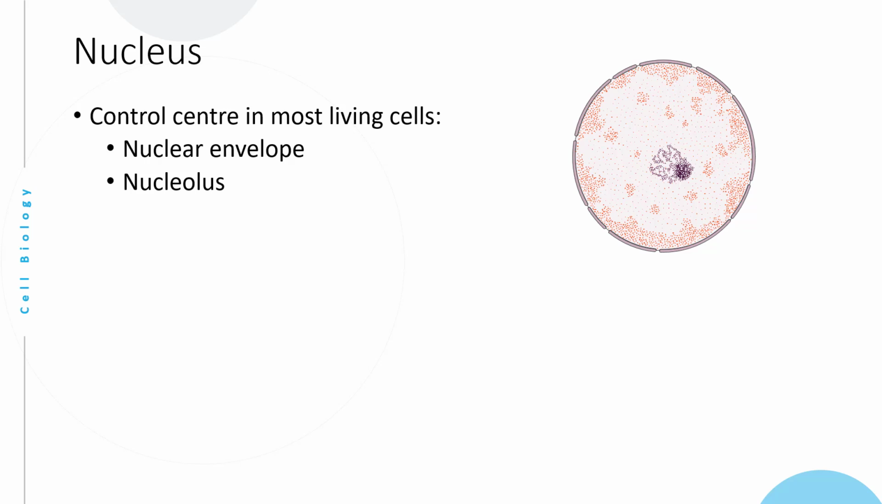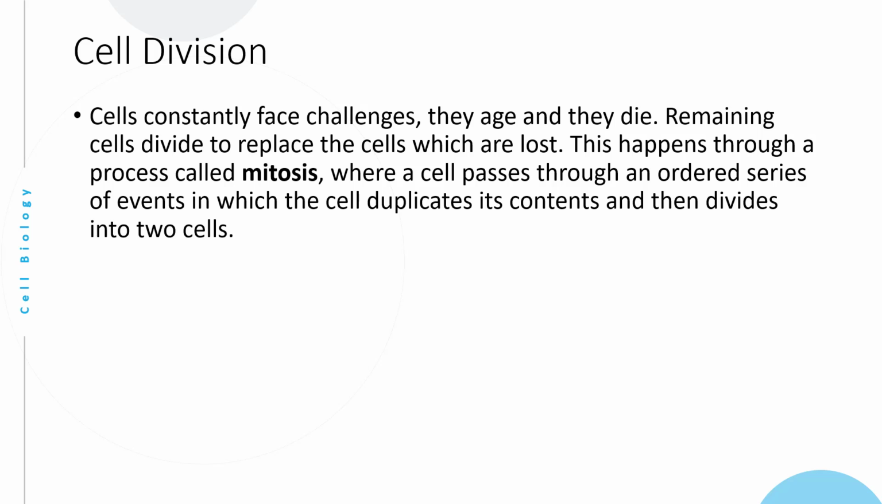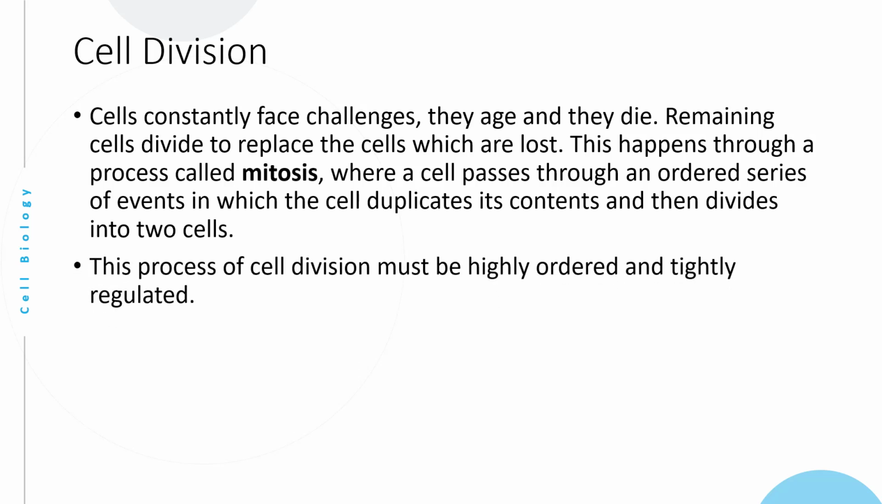When considering the nucleus, a simple analogy is to think of it as the brain of the cell, because it contains what is known as DNA, which is the genetic material. Cells constantly face challenges. They age and they die. Remaining cells then divide to replace the cells which are lost. This happens through a process called mitosis, where a cell passes through an ordered series of events in which the cell duplicates its contents and then divides into two cells. This process of cell division must be highly ordered and tightly regulated.